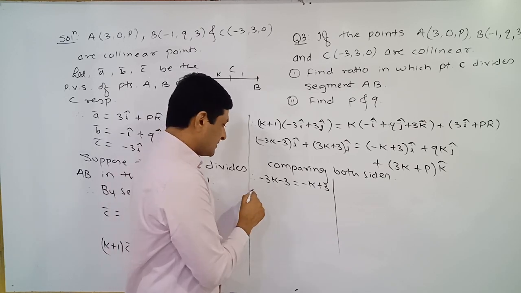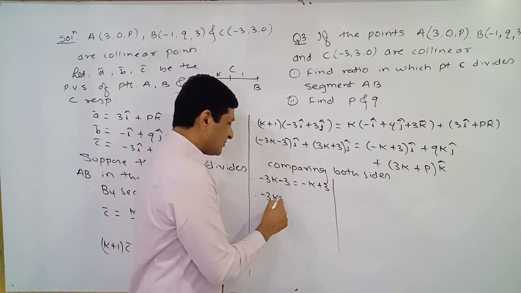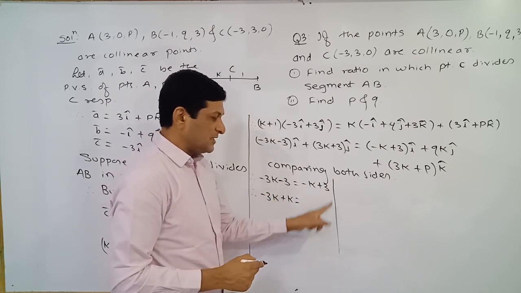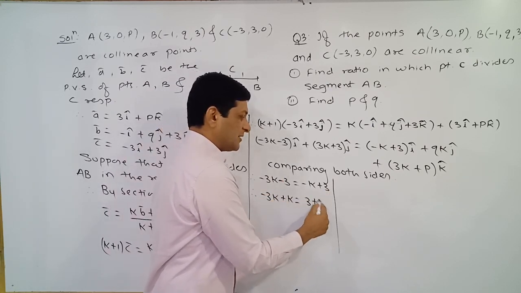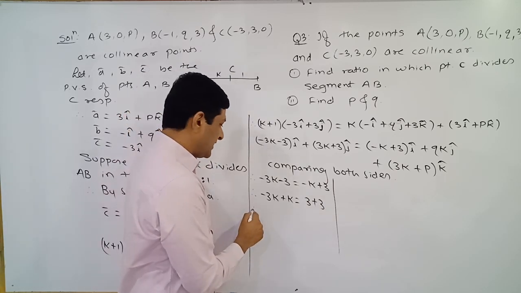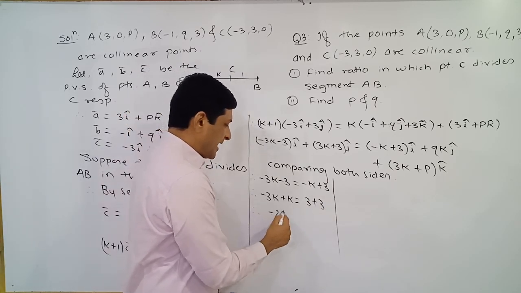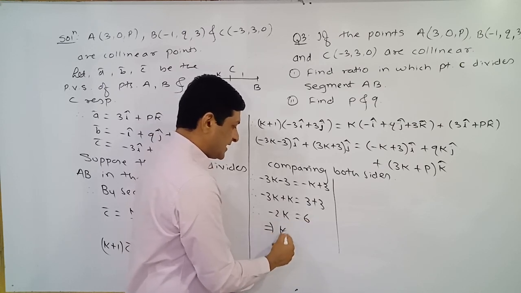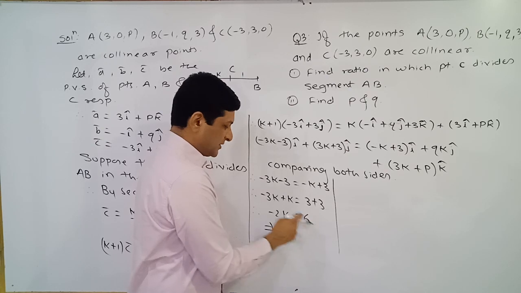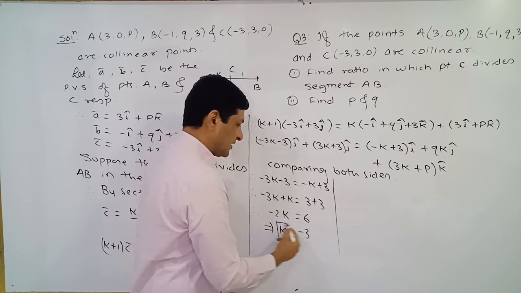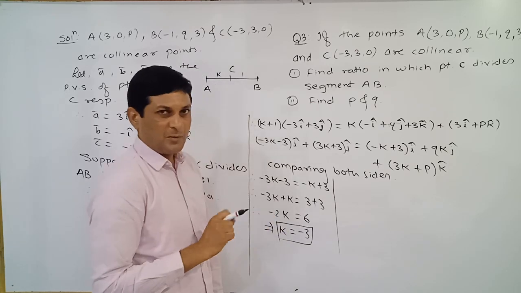So minus 3k plus k will be equals to, and here minus 3 on this side will become plus 3. So on this side we will get 3 plus 3. Simplifying it, let us try to find out the value of k. So here their addition will be minus 2k equals 6, which implies that k is equals to 6 divided by minus 2, which is equals to minus 3. In this way we have got the value of k.